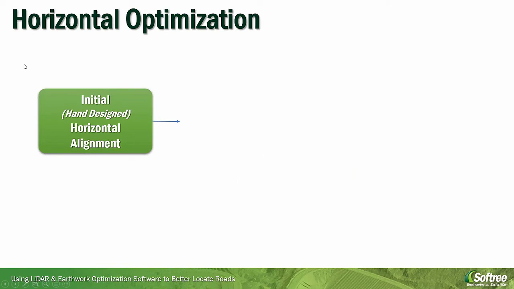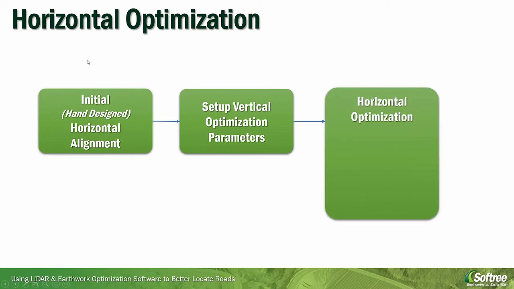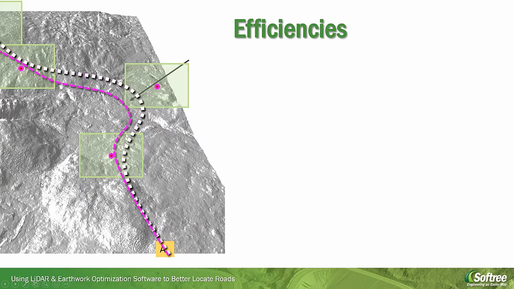So moving on to the horizontal optimization, you again have the initial horizontal alignment. You set up, as we just did, the vertical optimization parameters. And then into the horizontal optimization it goes, and it circles around vertically optimizing and then moving IPs, vertically optimizing, and so on until it looks like it's converged on a solution. That's it for an overview.